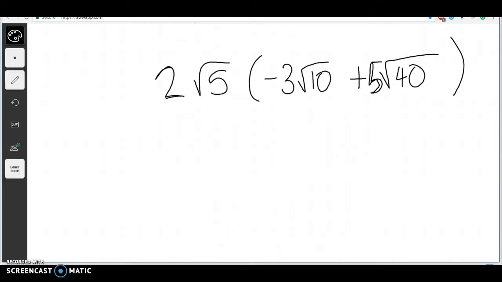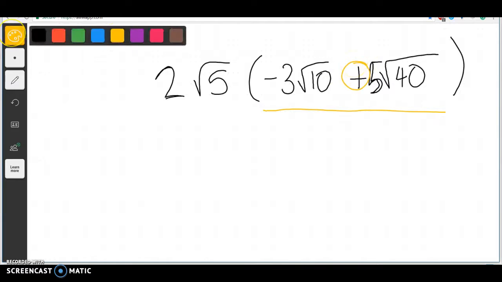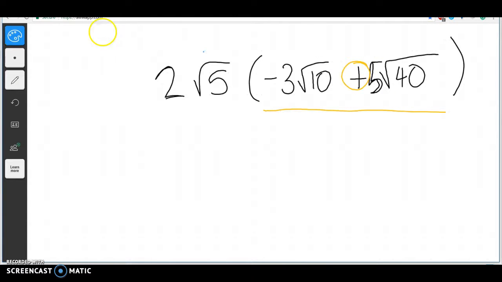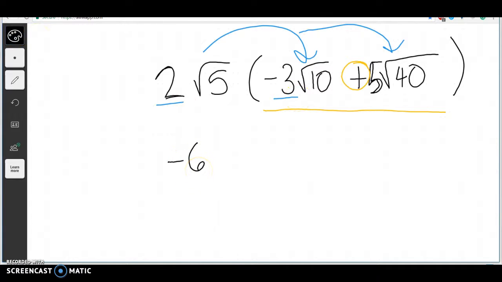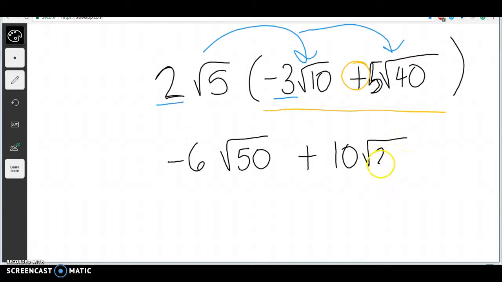Okay, so let's do this problem. Again, we know that it's a distributing problem because I have parentheses and we have addition and we can't add. So we're going to distribute this to both terms. If you remember, in multiplication, the outside numbers will multiply, so I'll get negative 6. And the insides will multiply, so I'll get radical 50. And again, same thing over there. 2 times 5, well, that will give me 10. And then 5 times 40, well, that's going to give me 200.